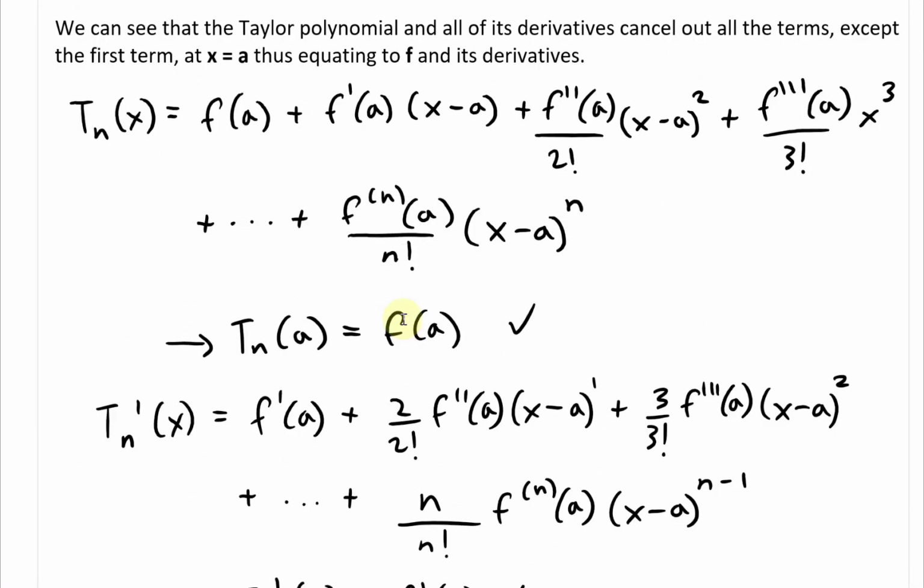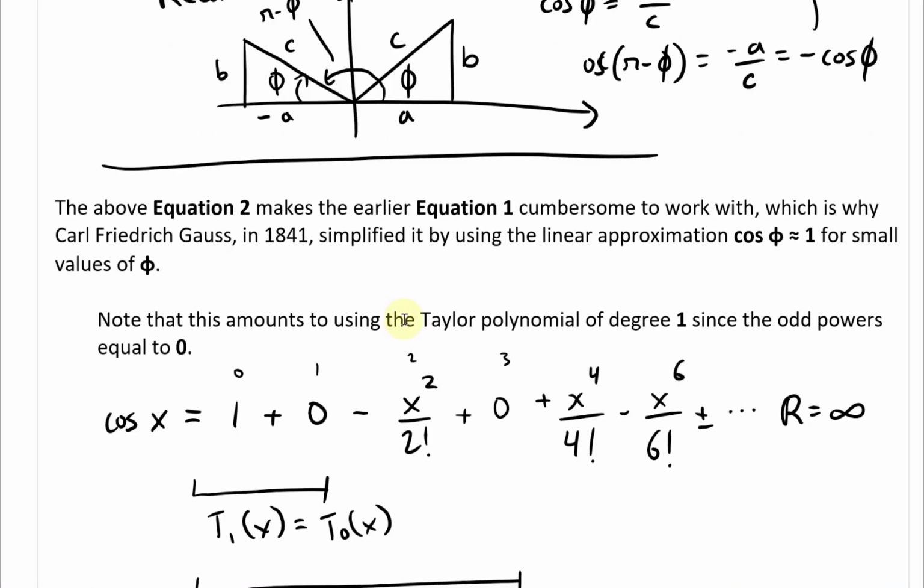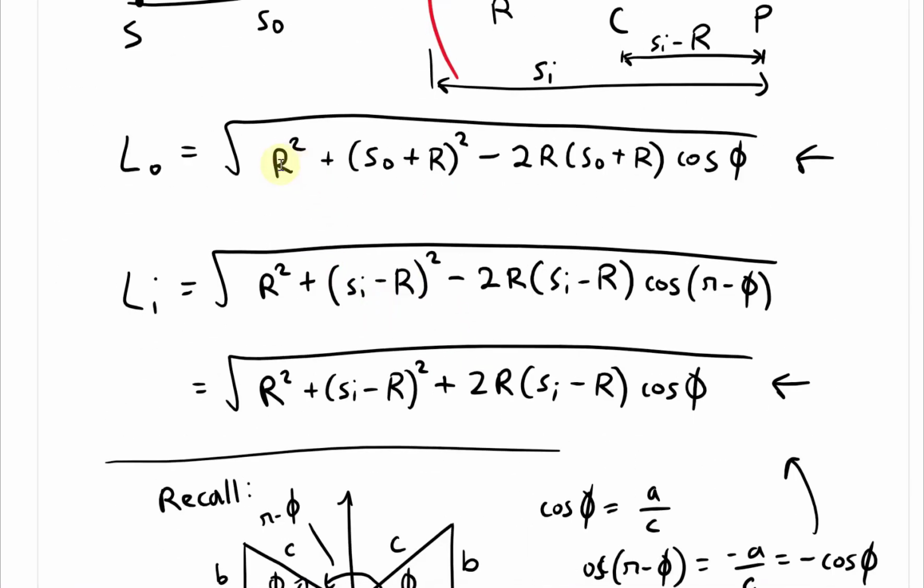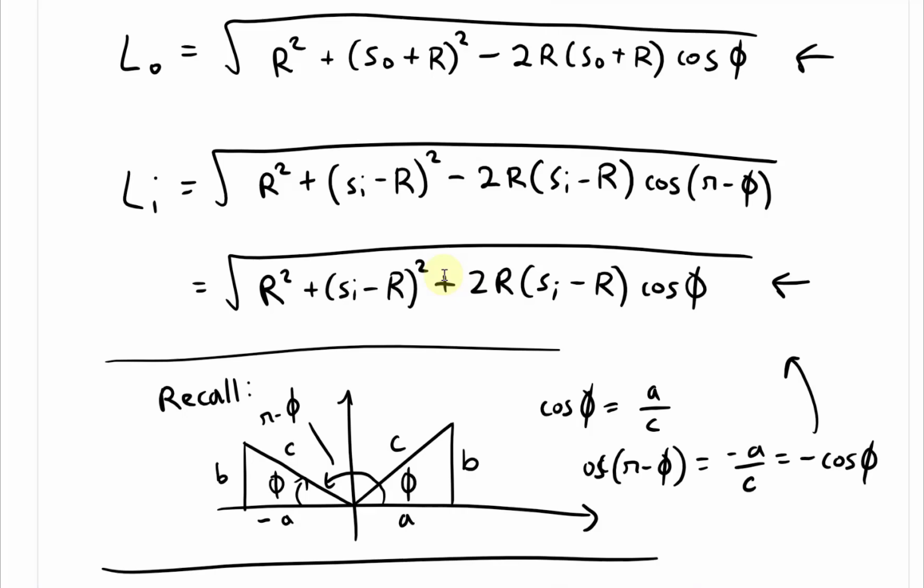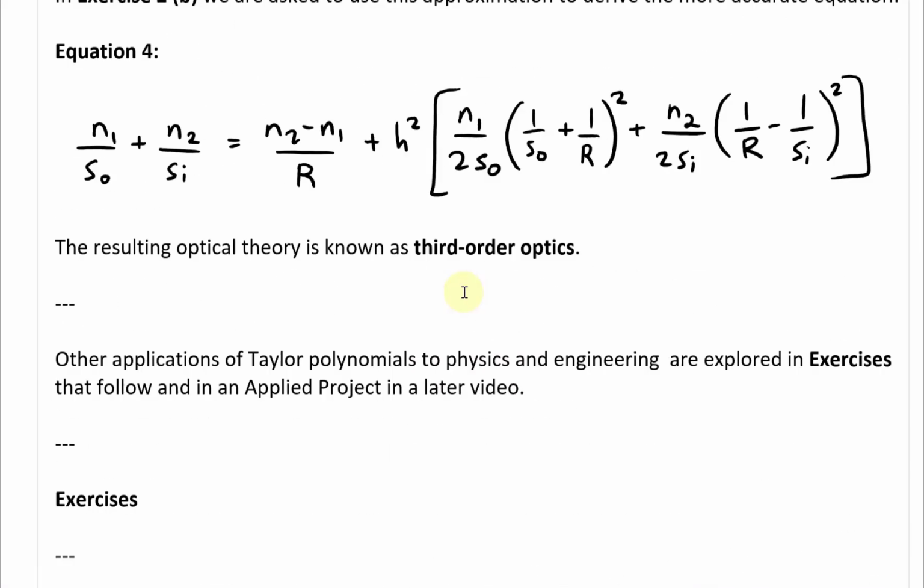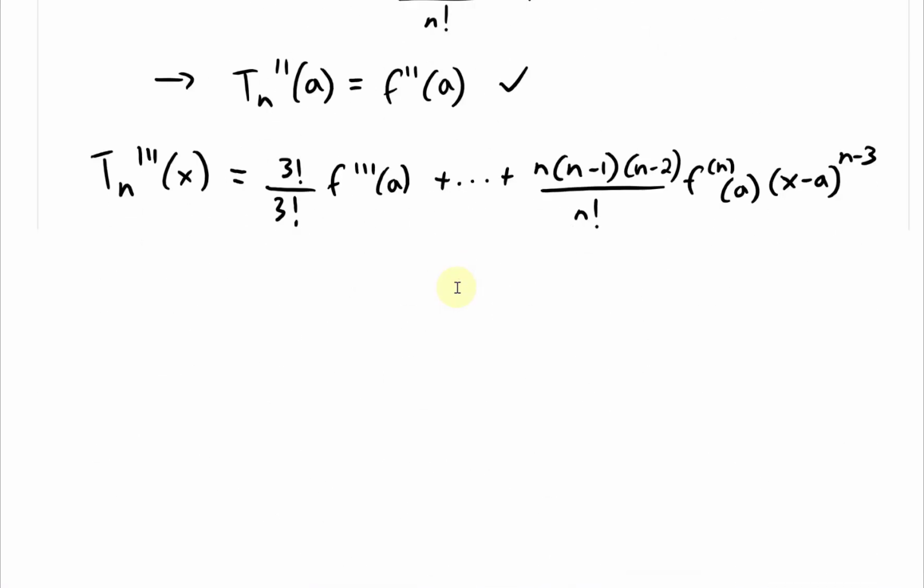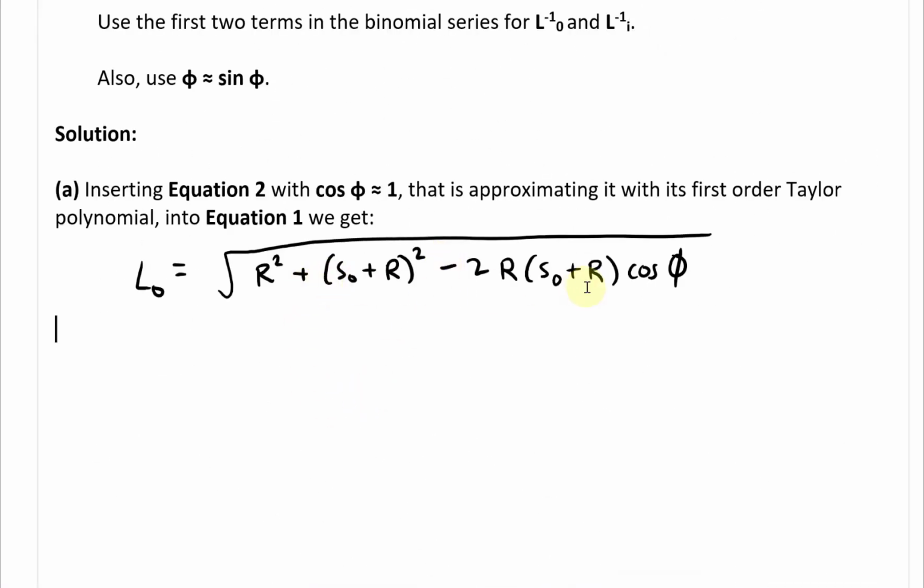Let's just scroll up to equation 2, which is these two right here. So this is the first one. L naught equals the giant square root of r squared plus s naught plus r all squared, then minus 2r times s naught plus r times cosine phi. And the next one is going to be s i minus r, and it's going to be a plus here. So as opposed to a minus, it's going to be a plus, and that's the only difference. It's going to be s i minus r and then a plus. So let's keep going further. So this is correct right here.